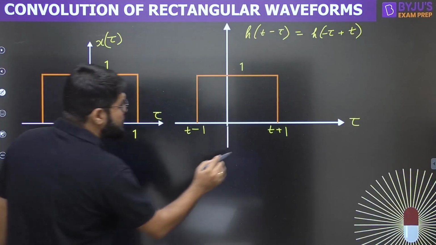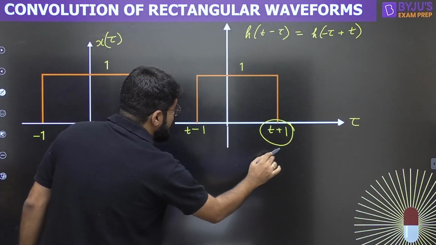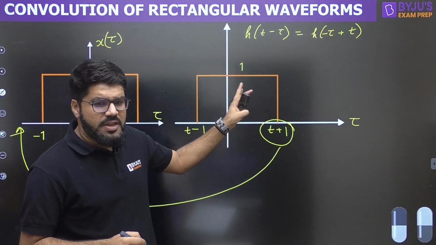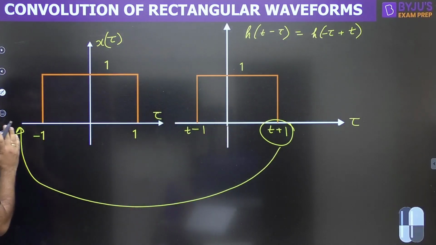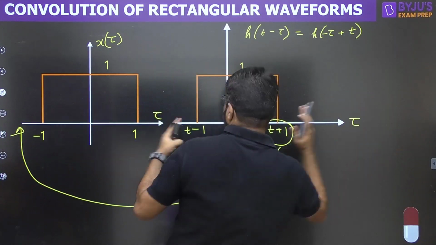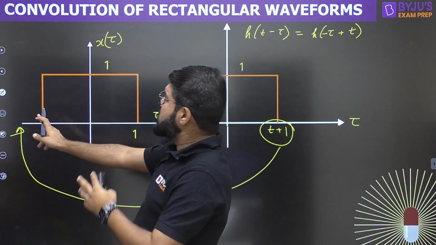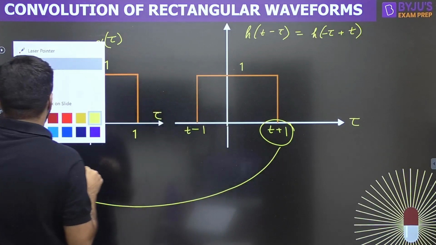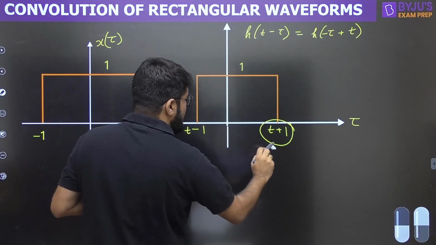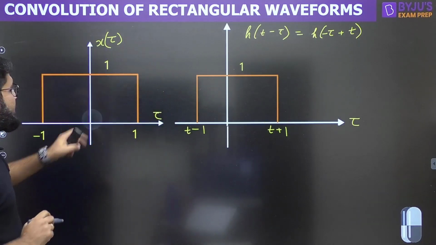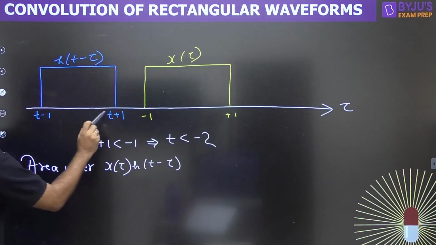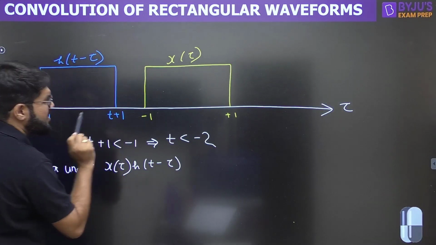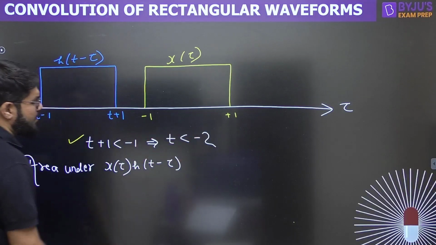So now see, the first possibility is that the t plus 1 comes somewhere here. That means the h of t minus tau is somewhere before x of tau, because t can be from minus infinity to infinity. So this h of t minus tau is before the x of tau rectangle, right? Are you getting this? Okay, so in that case, this is how the picture will be. t plus 1 is less than -1. So what is the case I am referring to here? t plus 1 is less than -1, so eventually t is less than -2.